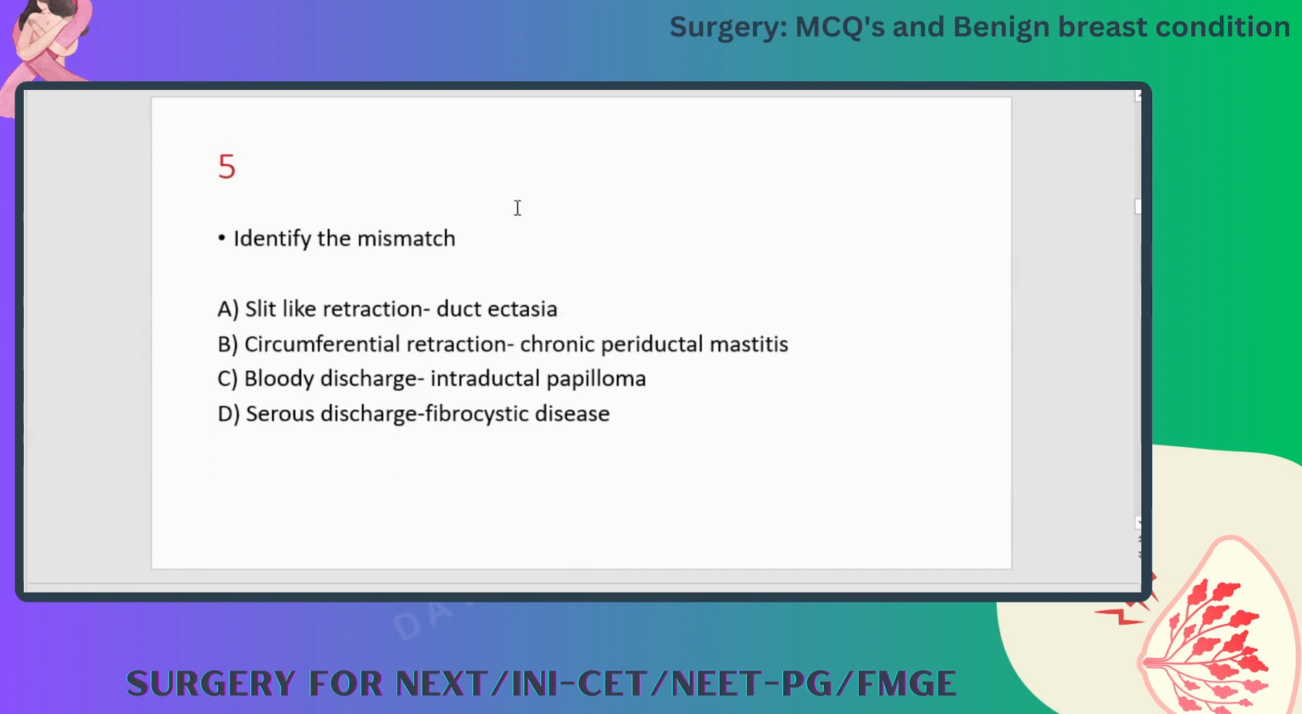So can it be B, option B? Yeah, excellent. So why is it option B? Because it's just mastitis. You don't have to do a surgical procedure. Circumferential retraction is seen in malignancy, not in just infection. It is chronic periductal mastitis.